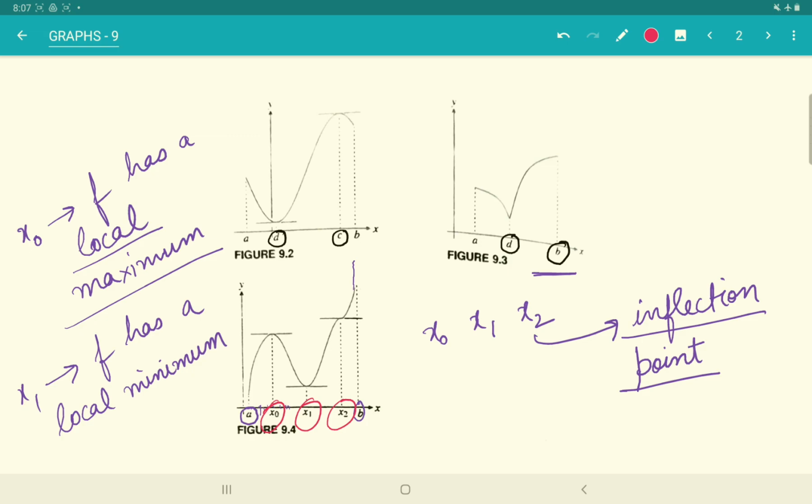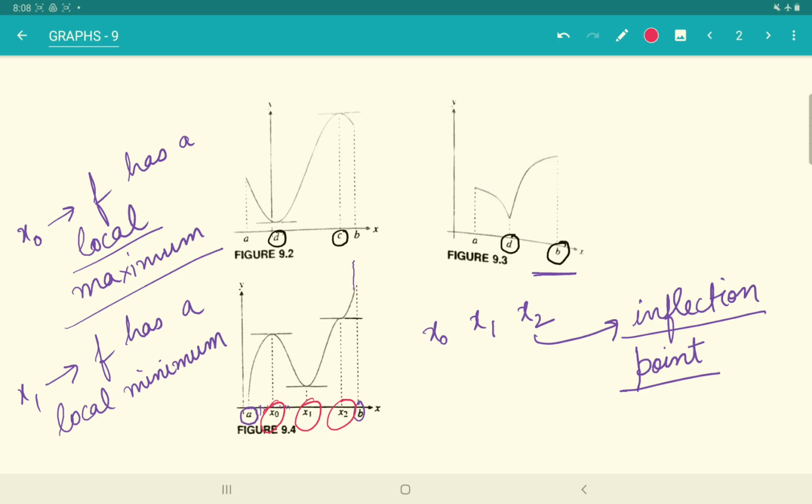x0 is a local maximum point, x1 is a local minimum point, x2 is an inflection point. Why do I say x1 is a local minimum point? Because I can see here that the value of the function at point x1 is lower than at all neighboring points, only with respect to the neighboring points. So x0 is a local maximum point, x1 is a local minimum point, and x2 is neither a local maximum nor a local minimum, so x2 is an inflection point.